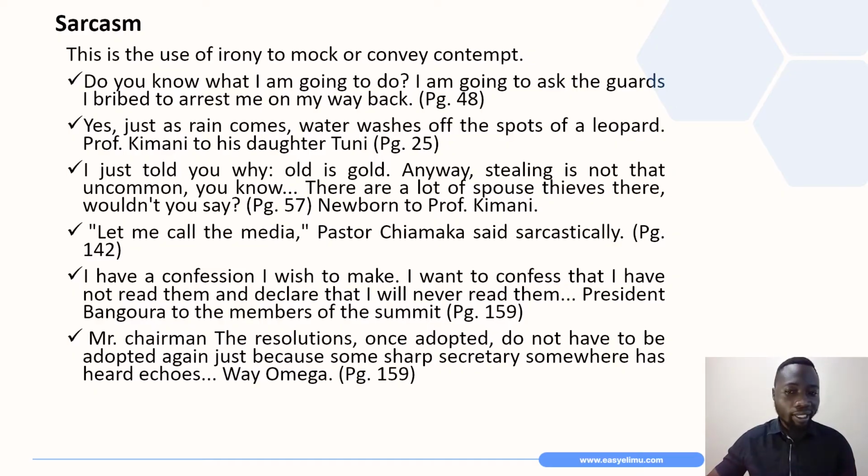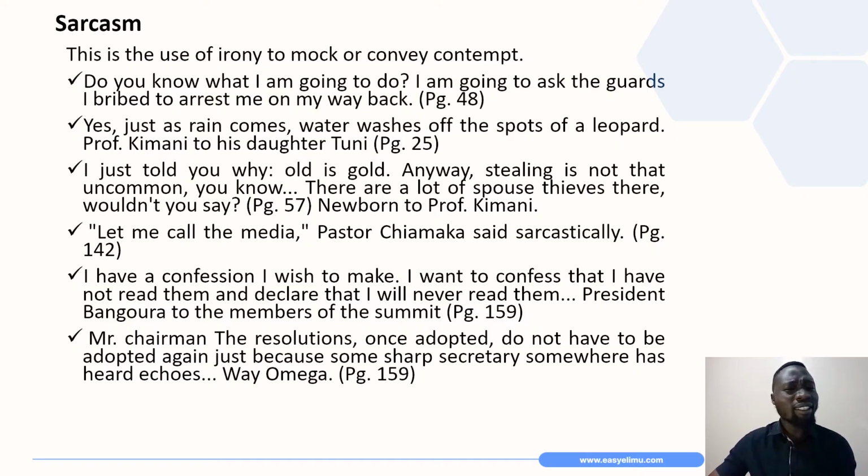So the first one: Do you know what I am going to do? I am going to ask the guards I bribed to arrest me on my way back. So this was when Mrs. Fiona Mackenzie was complaining as to why the taxi driver, the young graduate who is unemployed, gave the guards the bribe. So he told Fiona Mackenzie, you know what I'm gonna do? I'm going back and I'm going to ask the guards I bribed to arrest me on my way back.